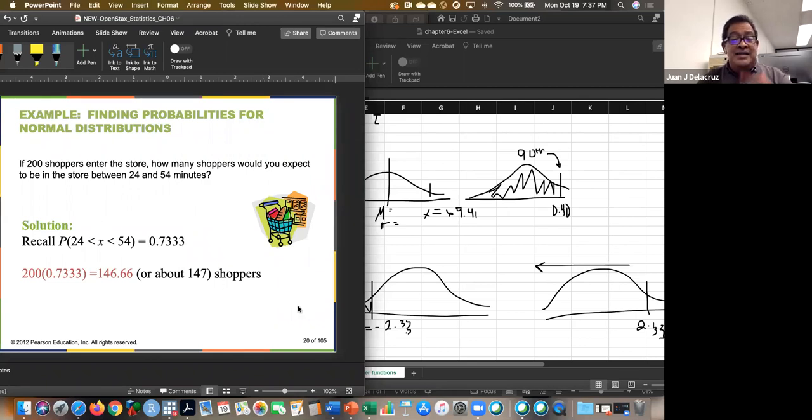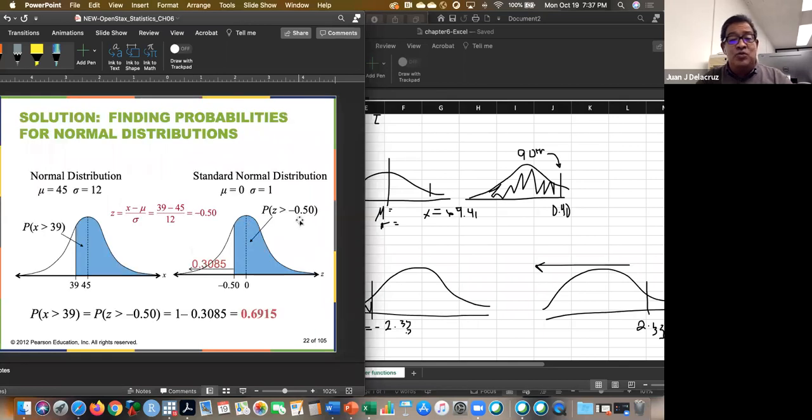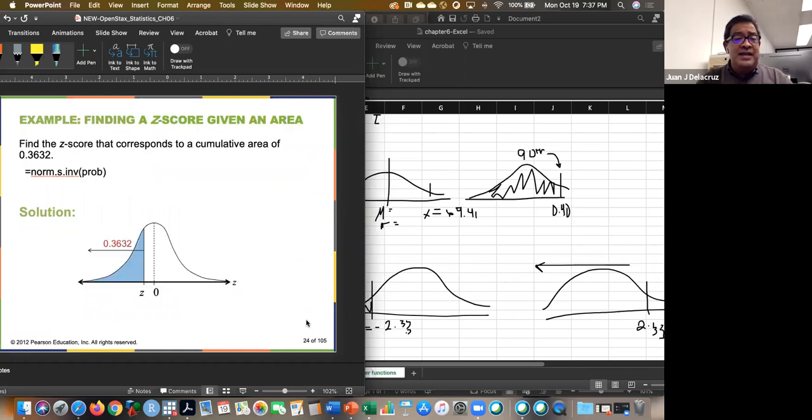But that's something that a manager wants to know, right? So find the probability that a shopper in the store will spend more than 39 minutes. So that is the area to the right. We can compute it very easily with 1 minus NORM.DIST, and then the x, the mu, and sigma, and true. So we can do that very easily.